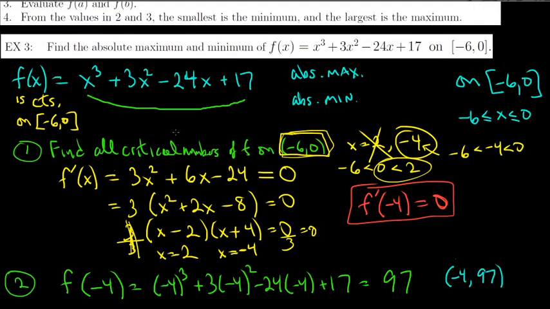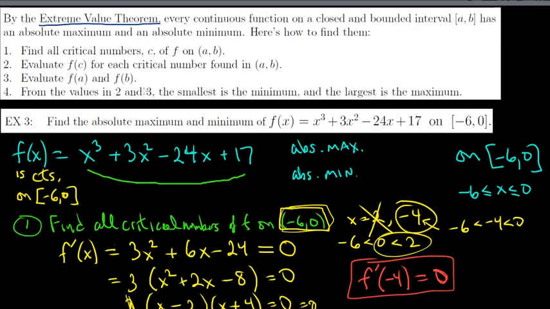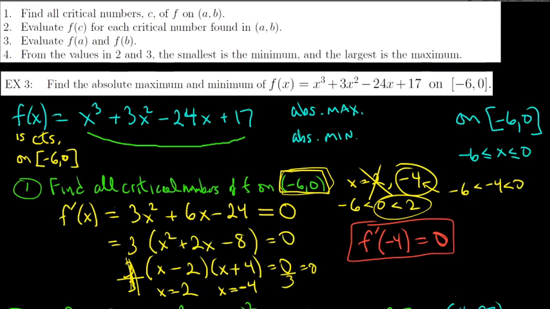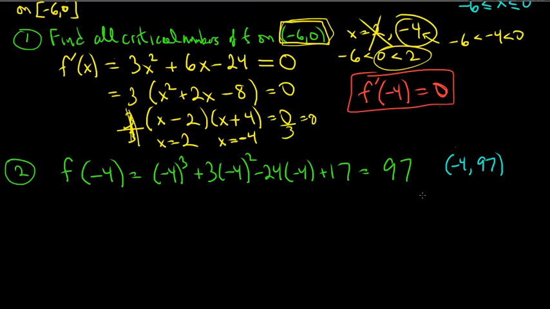Okay. Step 3, evaluate f of a and f of b. So what's a and b? Well, a is the negative 6, and b is 0 here, right? We're going from a to b, so from negative 6 to 0. So in step 3, we just have to plug in two more numbers, the negative 6 and the 0.